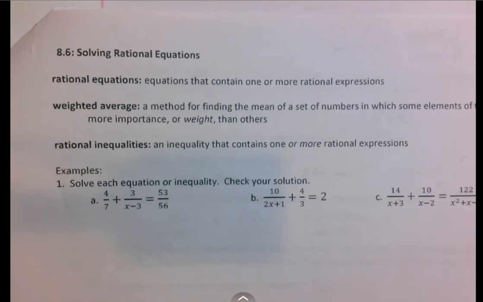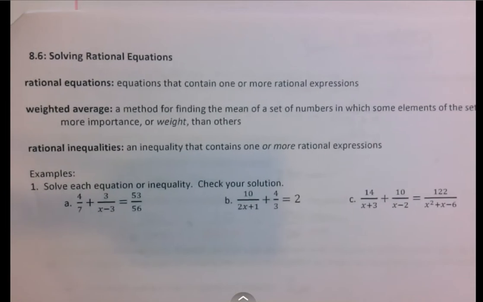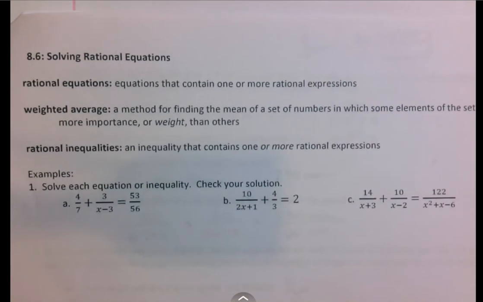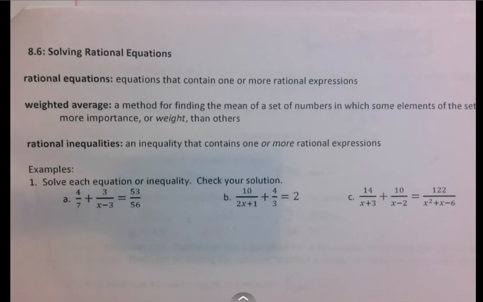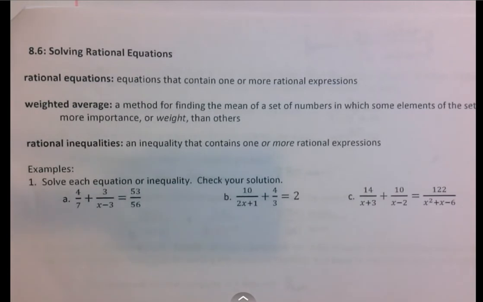Weighted averages are a type of equation where, if you think about it, how your grade is calculated in my class. A weighted mean is a set of numbers in which elements of that set carry more importance or weight than others. A rational inequality is an inequality that contains one or more rational expressions. We will not be doing any inequalities, we'll just be solving equations.